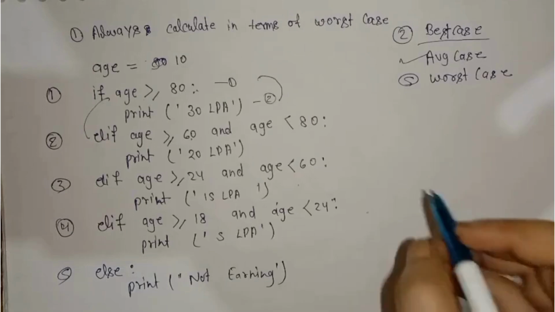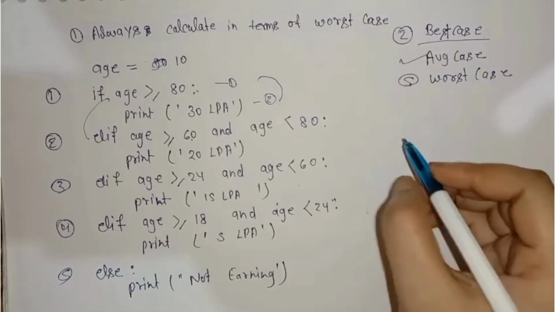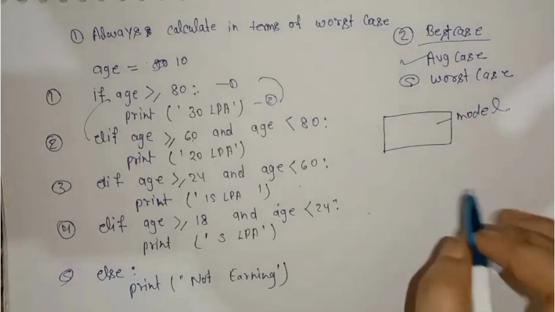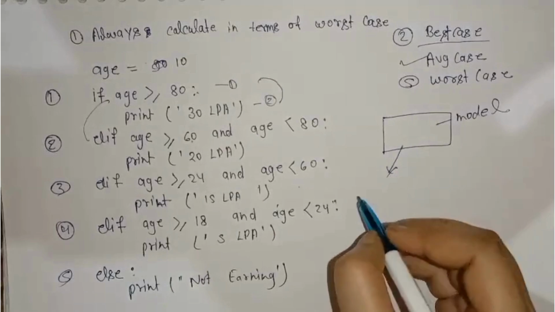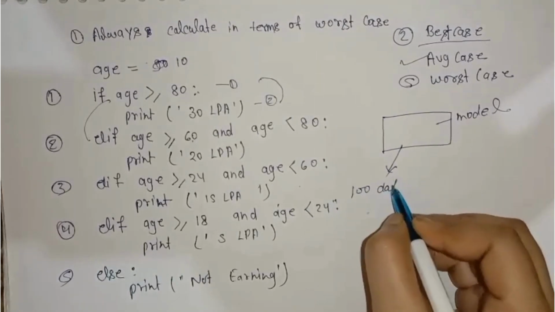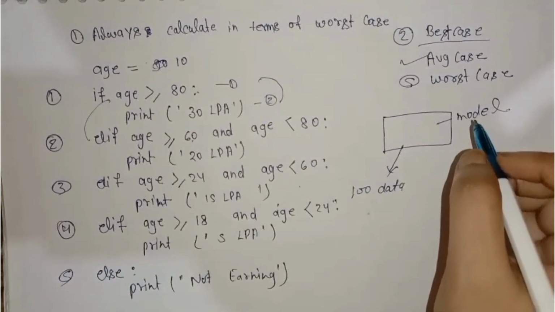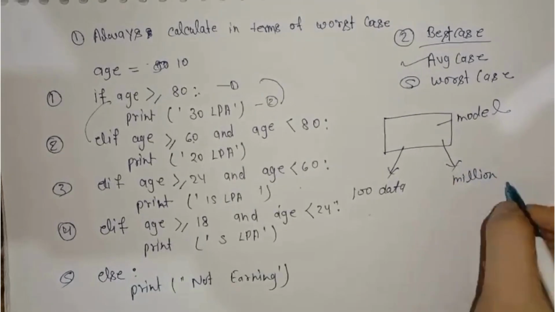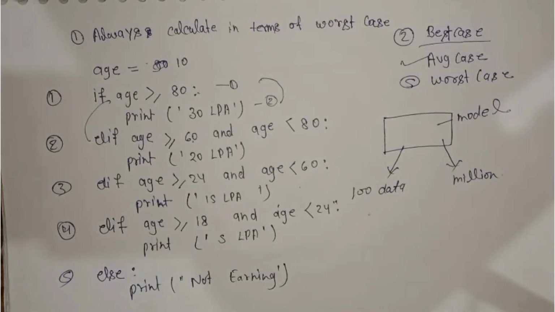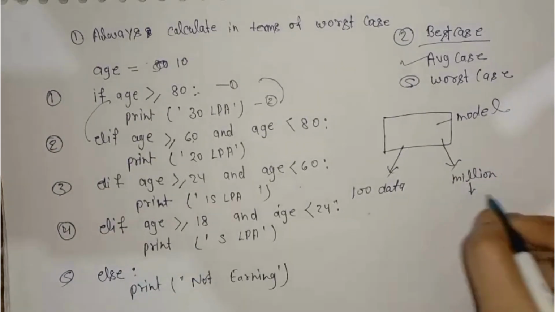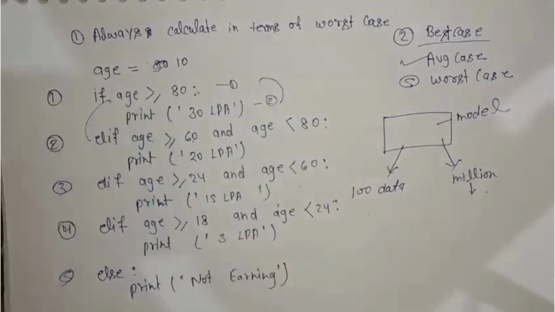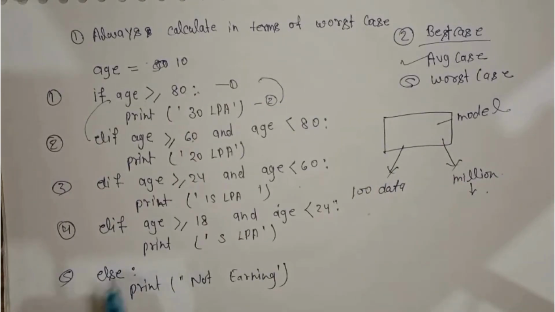Let's think like you build a model. This is our model, and we have only two options. You can take only 100 data from the user to train your model, or you can take millions of data. So what should be great for your model? It is always millions of data. So for that we only think about the worst case. If any model works on the worst case, then it always works on the best case.